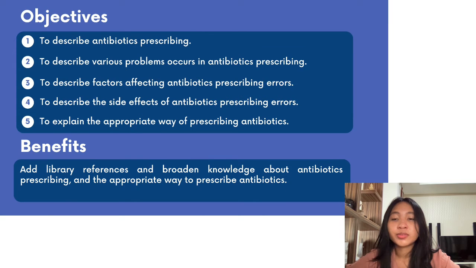While the objectives of our student project are to describe the meaning of antibiotics prescribing, to describe various problems that can occur in antibiotics prescribing, to describe factors affecting antibiotics prescribing errors, to describe the side effects of antibiotics prescribing errors, and to explain the appropriate way of prescribing antibiotics. And the benefits of this student project are to add library references and broaden knowledge about antibiotics prescribing and the appropriate way to prescribe antibiotics.